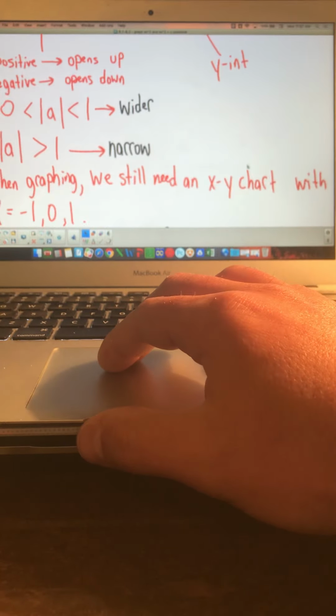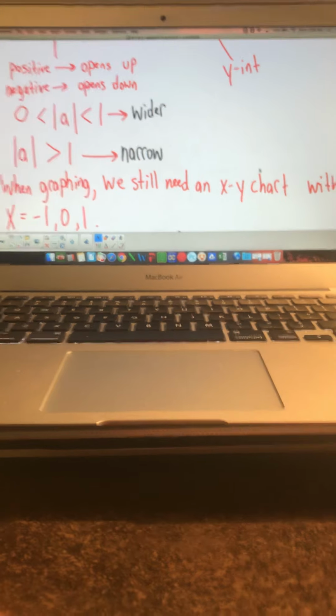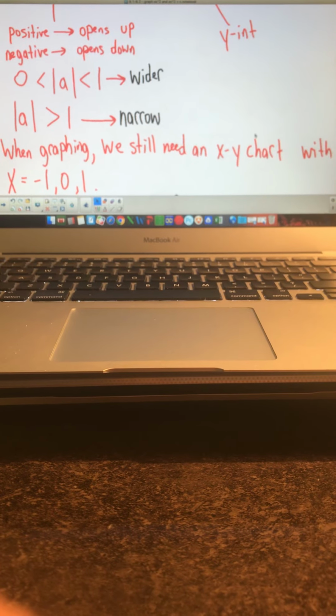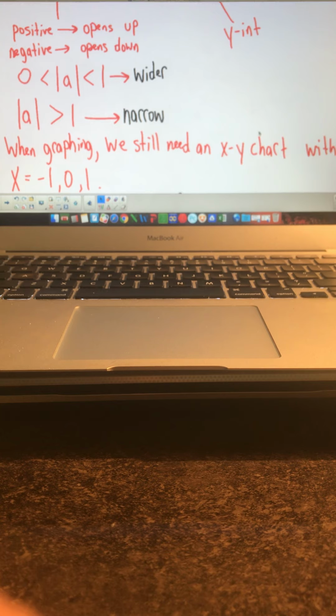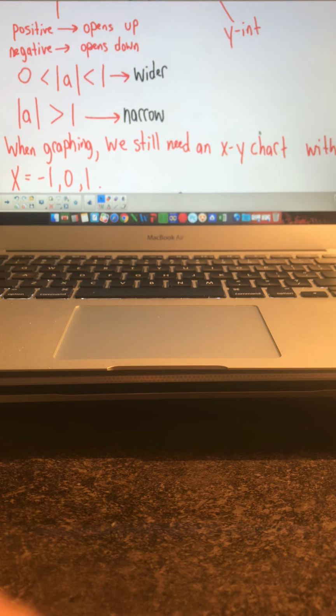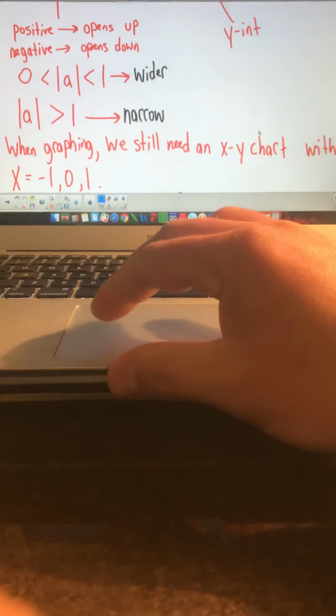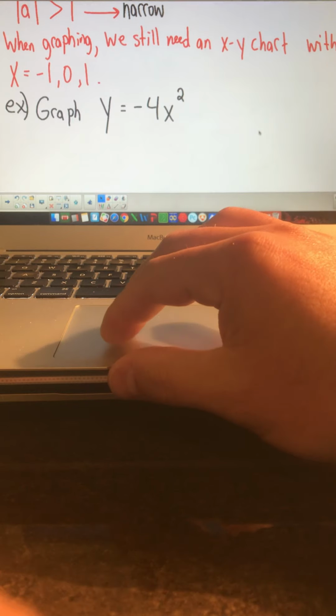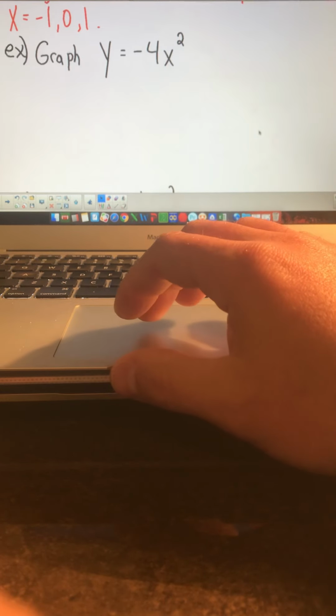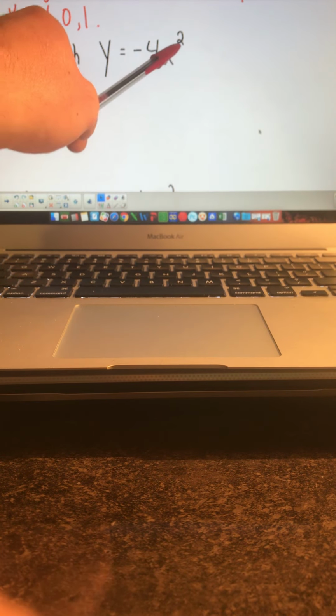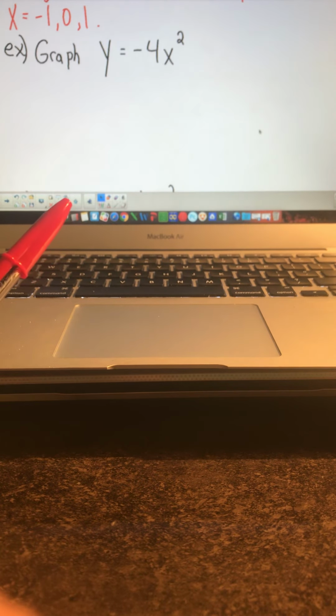The beauty with all this, for now, when we're graphing, we are still going to need an x and y chart, and we're still going to plug in -1, 0, and 1, for now. Here we go. Let's check it out. So let's graph this together. It's a quadratic. How do we know it's a quadratic? Squared, quadratic. We know it's going to look like a U or an upside down U.